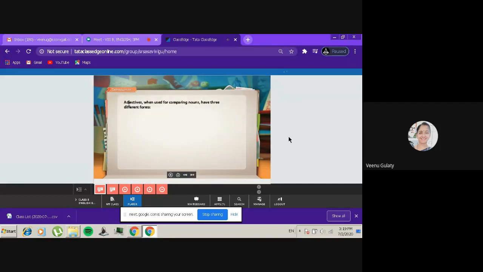An adjective, as you know, is used to describe a noun. Adjectives, when used for comparing nouns, have three different forms: positive, comparative, and superlative. Here are a few examples.